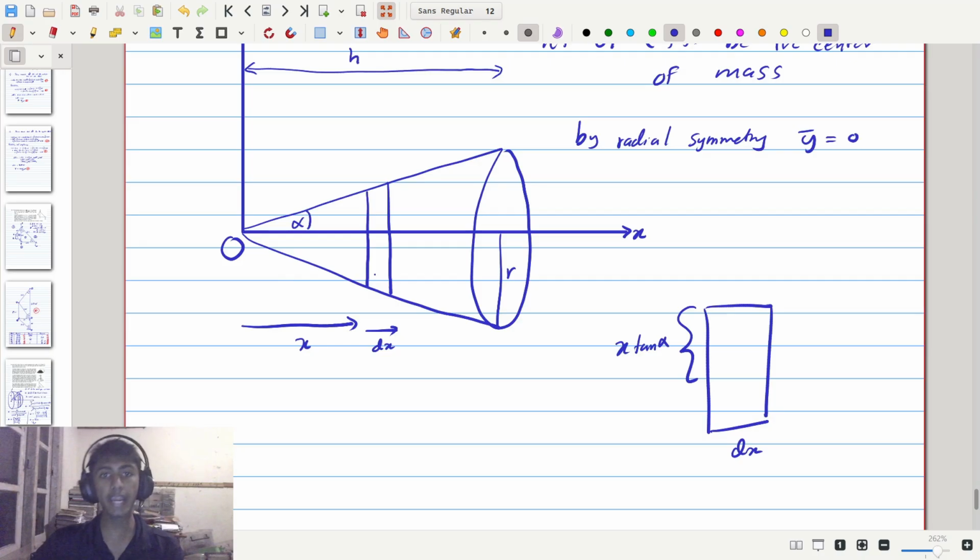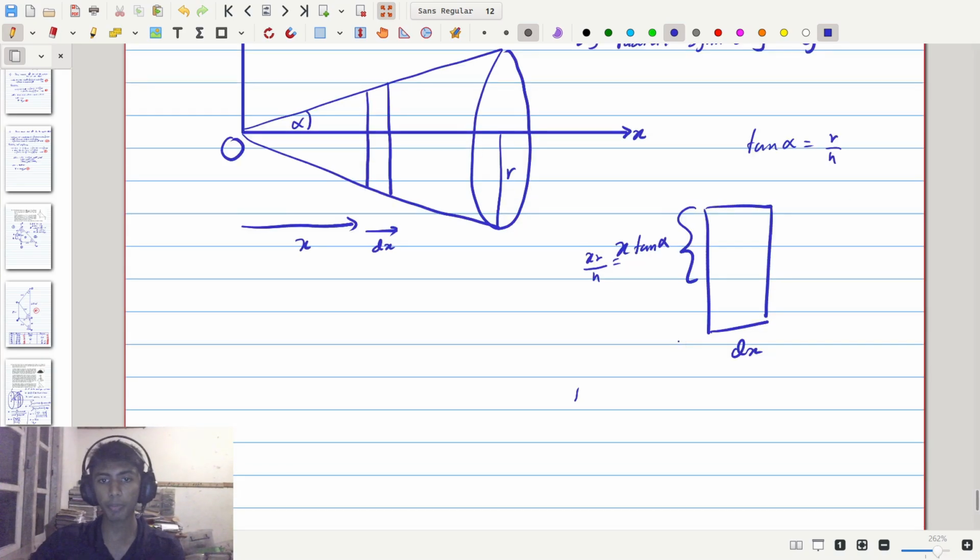Now, considering the value of tan alpha, if the radius here is r and the height here is h, this is going to be h, this is going to be r. In the same triangle, if we take tan alpha in this large triangle, then we have r divided by h, and therefore tan alpha is equal to r over h. Therefore, considering this cylinder, we have x times r over h, so x r over h is the radius of this cylinder. So we have this radius and this height, meaning that the volume of the cylinder is pi r squared h, which is pi times x r divided by h, squared, times h, which in this case is dx.